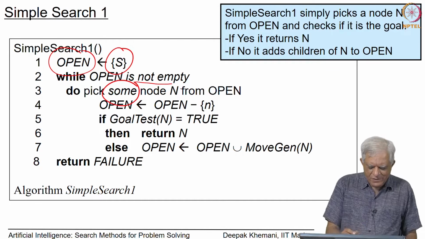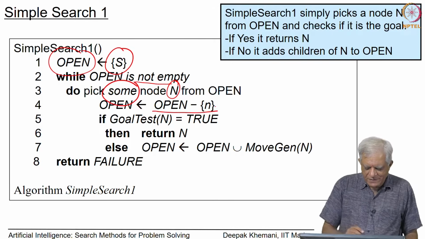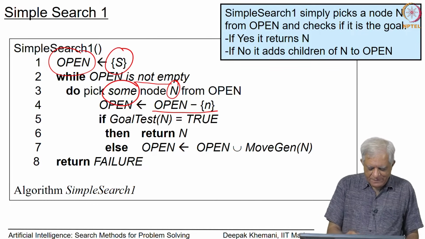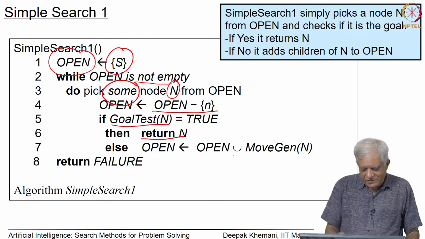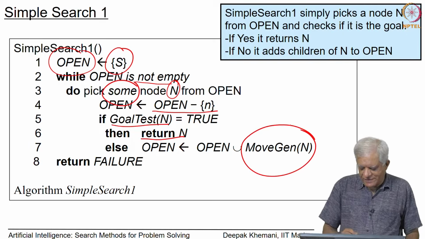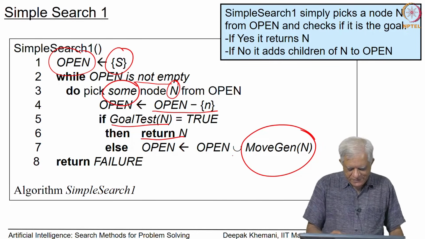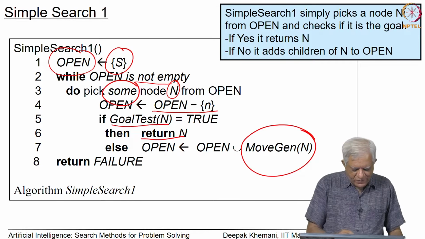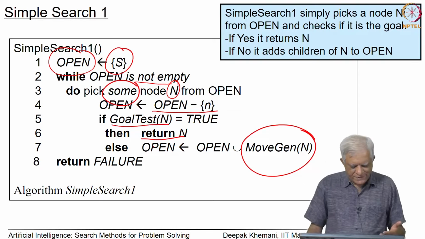So, we pick some node, we will call that node n, and we will remove it from open, and then we will apply the goal test function to n. If the goal test function returns true, then we just exit and say okay, we have found the goal node. Else, what do we do? We generate the neighbors of n using the move gen function, and we add them to open essentially. This is the union operator, and so we keep maintaining this open list.